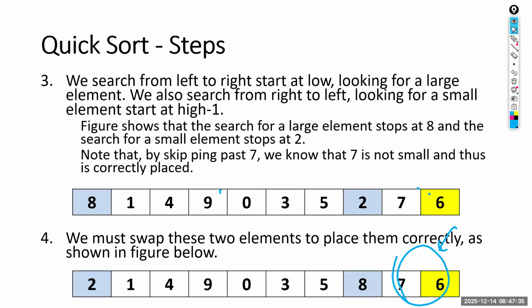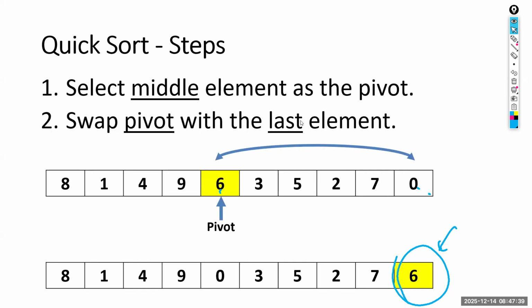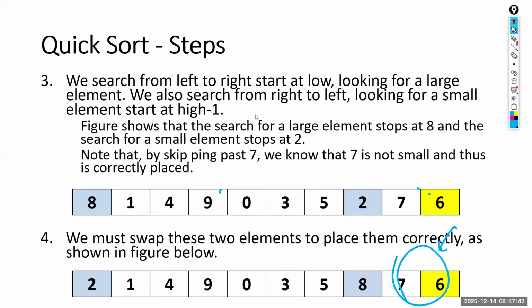So then what do we do? Now we have done steps number 1 and 2. Step number 3: we search from left to right, start at low, looking for a large element. The large element means larger than the pivot. Because the pivot has been put at the end, when we get an element larger than this pivot, we stop. Otherwise, you keep moving right.